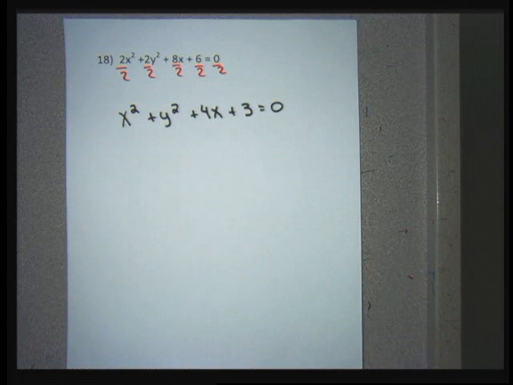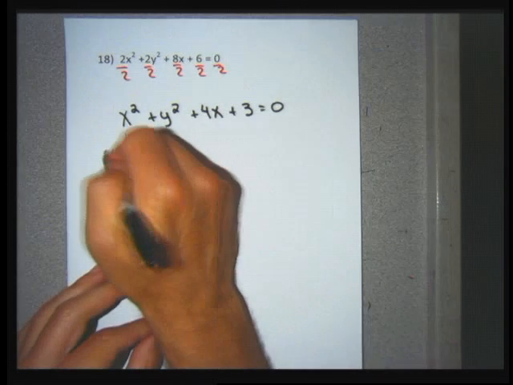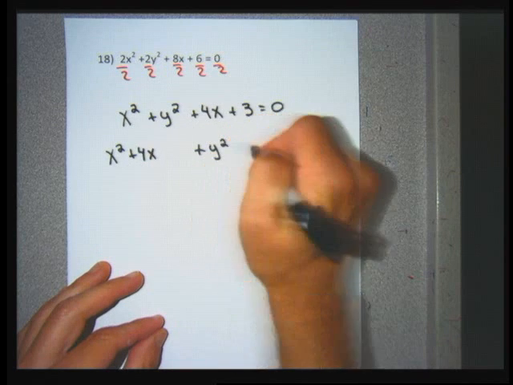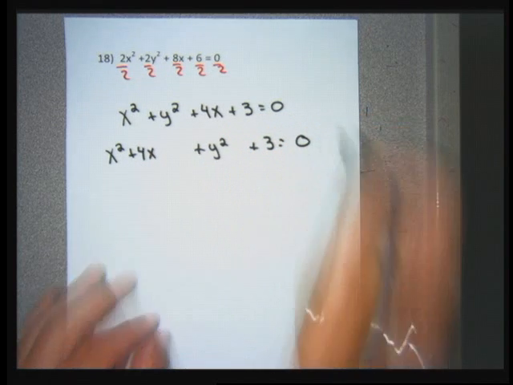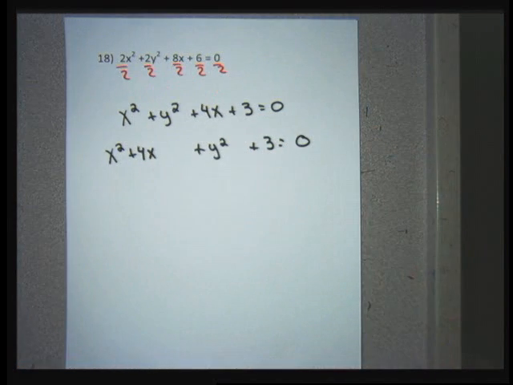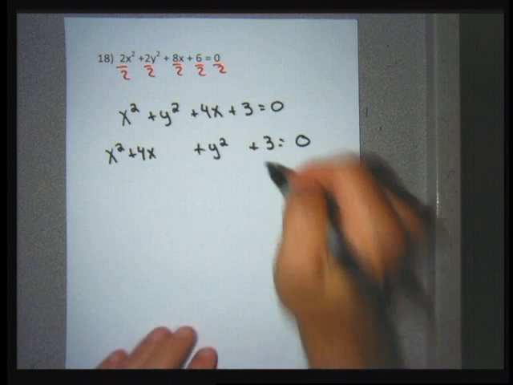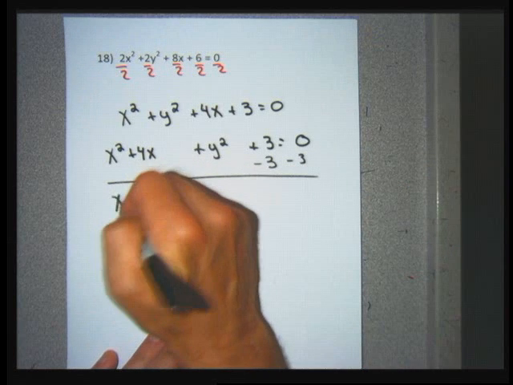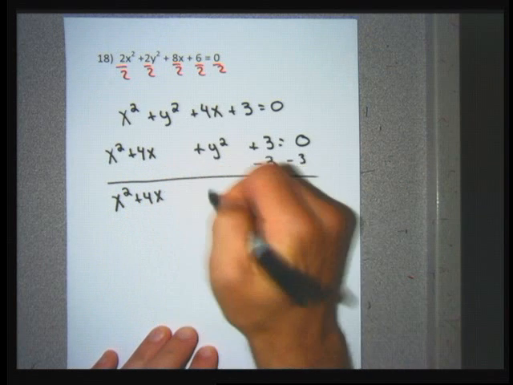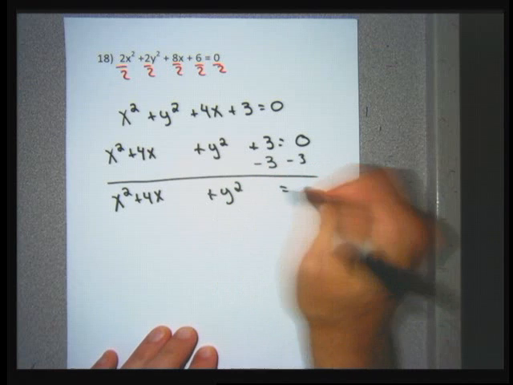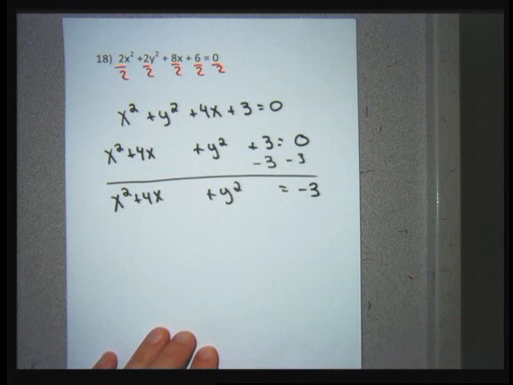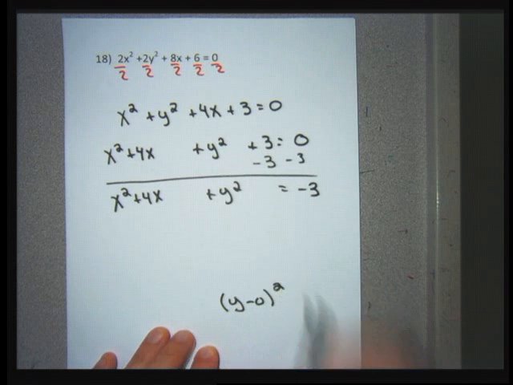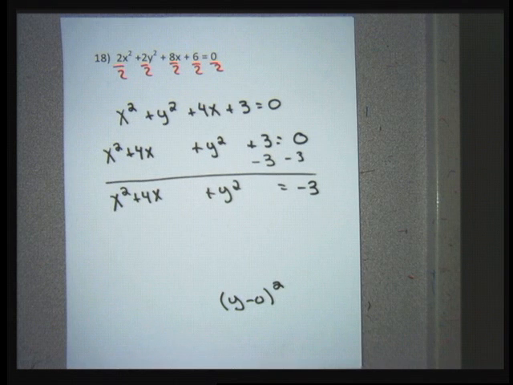Now I'm going to group the x's, make it x squared plus 4x plus y squared plus 3 equals 0. There isn't a y to group. I'm going to minus 3 from both sides to get the number without the letter over on the right-hand side. This gives me x squared plus 4x plus y squared equals negative 3. The y squared I don't need to do anything to. If it bothered me, I could write it as y minus 0 squared.